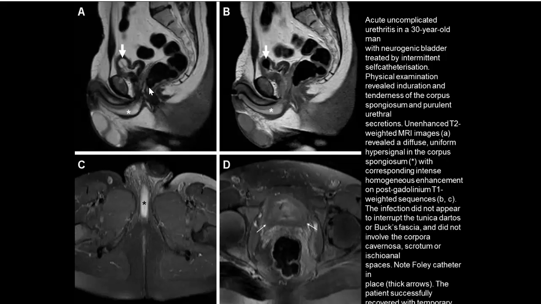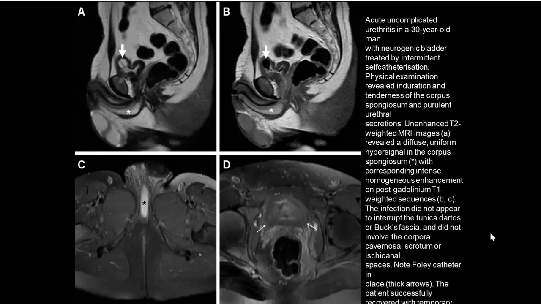An enhanced image shows diffuse uniform hyperintense signal in the corpus spongiosum with corresponding intense homogeneous enhancement on the postgadolinium T1-weighted images. The infection does not appear to interrupt the tunica, dartos, or Buck fascia, and does not involve the corpora cavernosa.